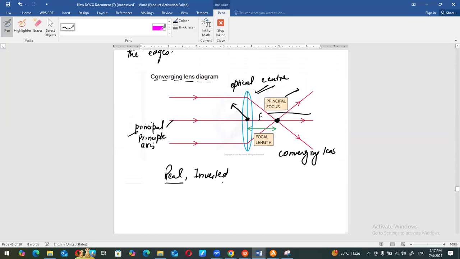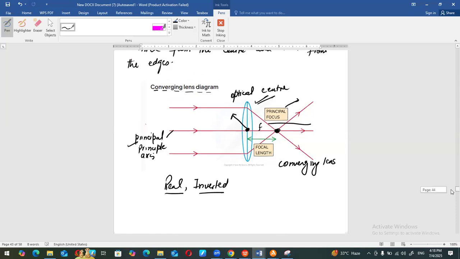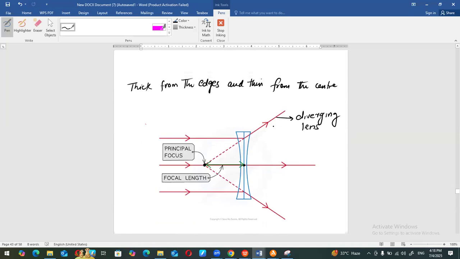Real and inverted images are the images which are formed by the actual light intersection after refraction. Light is actually intersecting and forming the image. While in that case, if you check it out, light is not actually intersecting after refraction, but if by force you bring it in the backward direction, it looks like they are coming from one point. So here the image formed is virtual and erect.